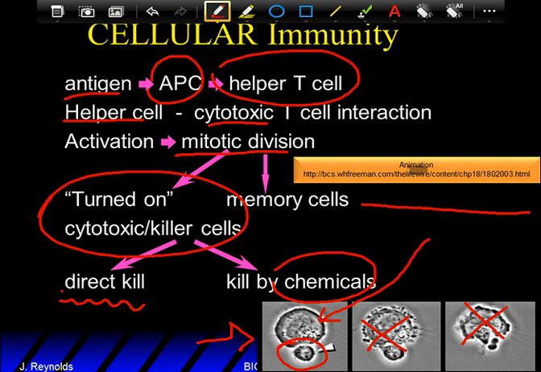By the way, two more things. There's one other thing I need to make reference to. We're going to talk about it again in a minute. Memory cells. Some of the daughter cells of the mitotically active, turned on cytotoxic T cell will become memory cells. They float around in your blood and they're in your lymph nodes, and they carry the memory of the antigen for years and years. I am not going to go there, but you might want to look at this animation. It's an excellent animation on cellular immunity.